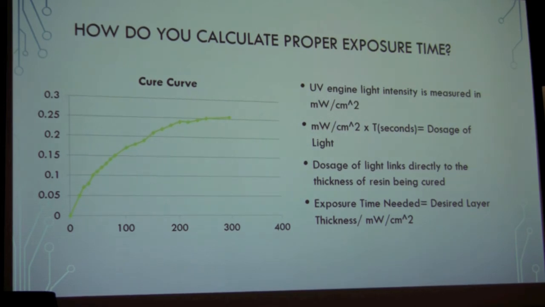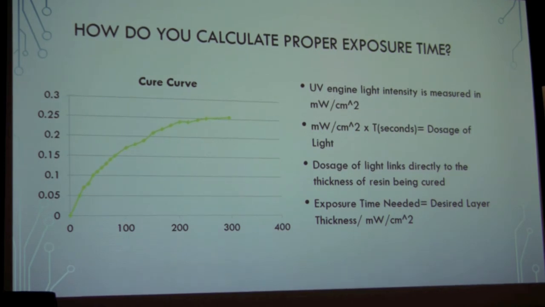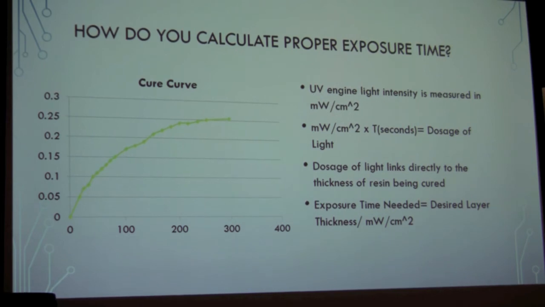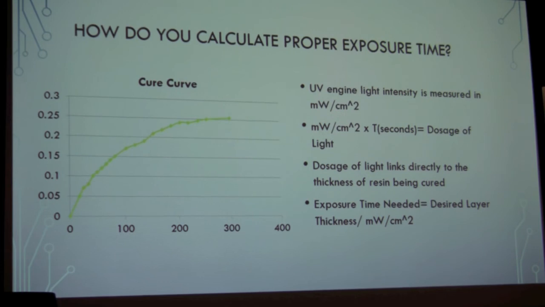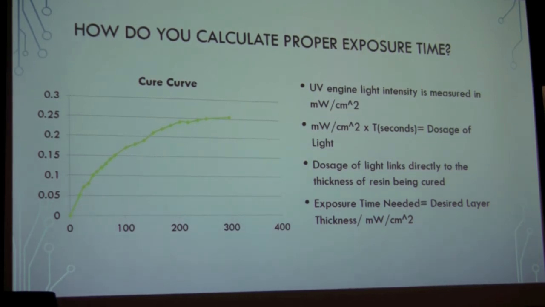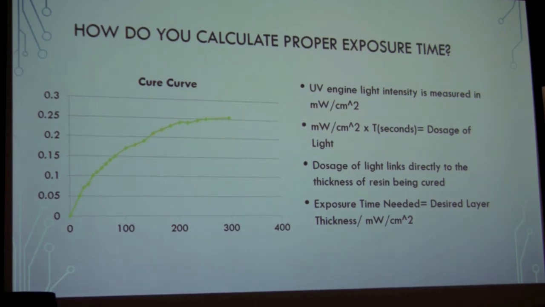So, I think I only have like 2 or 3 slides left, but how is the correct exposure time calculated? This is something that nobody sees unless you have an open source 3D printer. Essentially, every projector or every light source is measured with an intensity in milliwatts per centimeter squared. Every resin has its own property called a cure curve, which is how the resin reacts with different dosages of light. A dosage of light is the amount of time in seconds times milliwatts per centimeter squared.